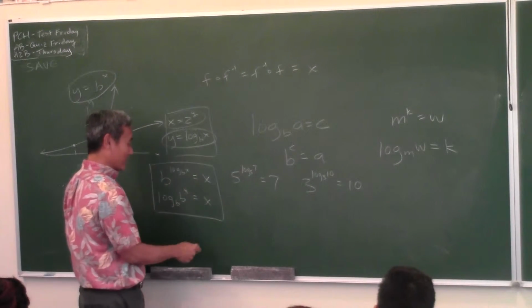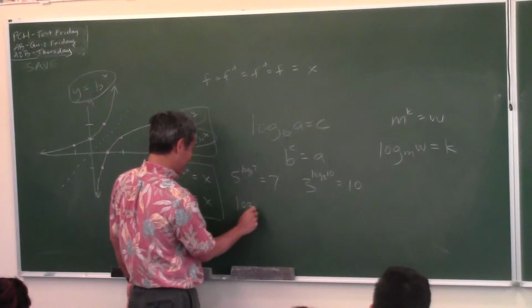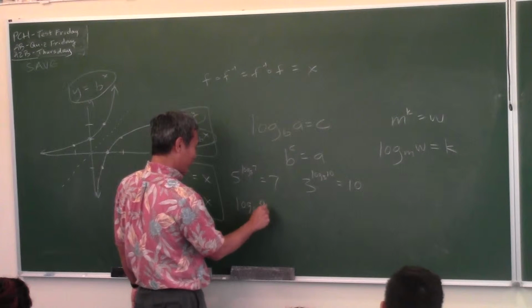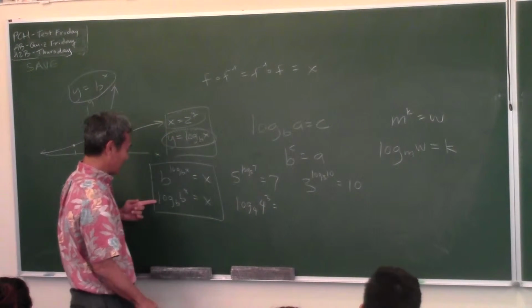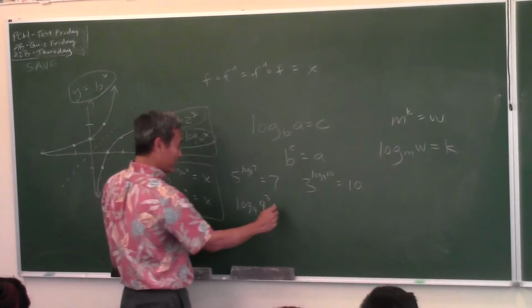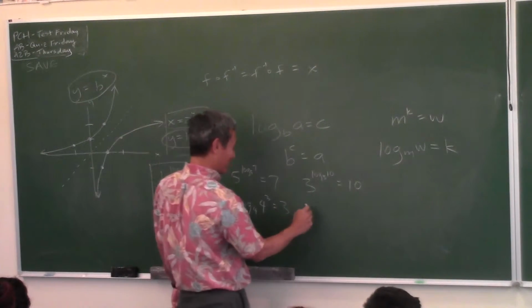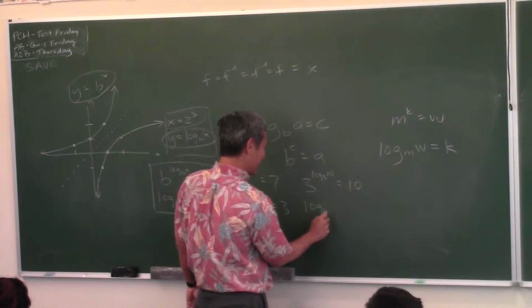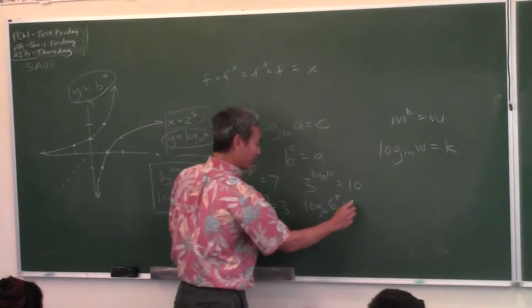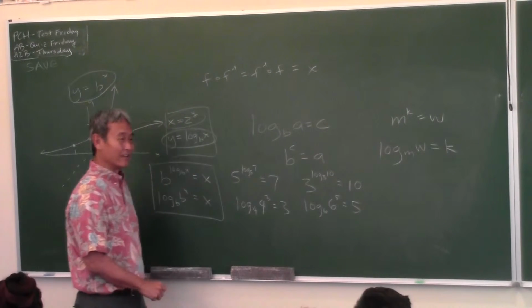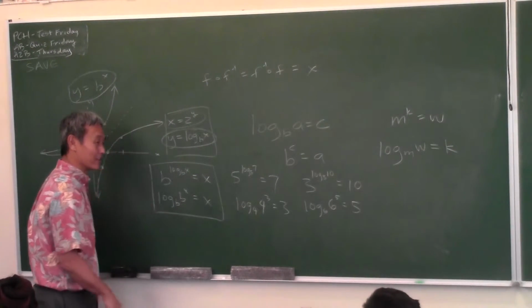Okay, let's do this one. What is log base 4 of 4 to the 3rd power equal to? Here, look at this one. 3. Okay, I think we better do another one. What is log base 6 of 6 to the 5th power equal to? 5. And why? Because they're inverses of each other.